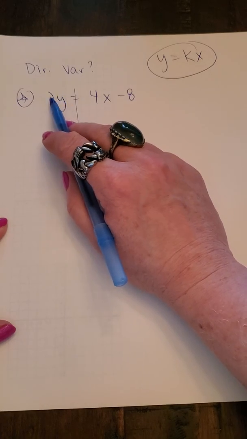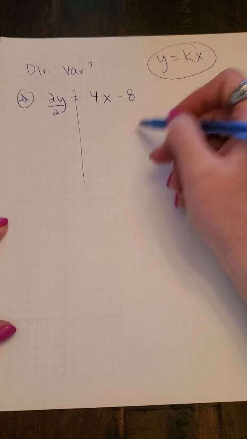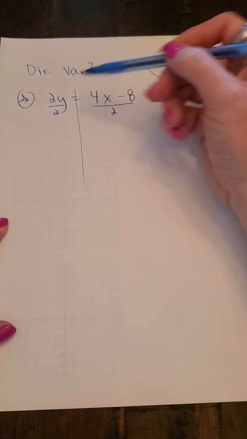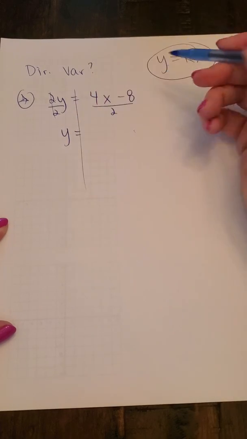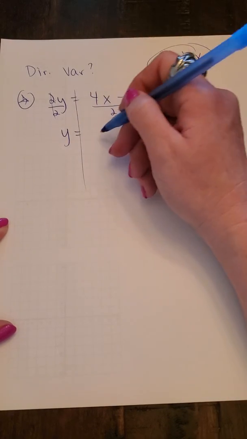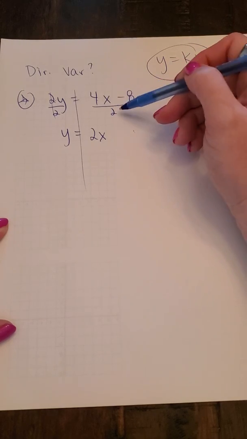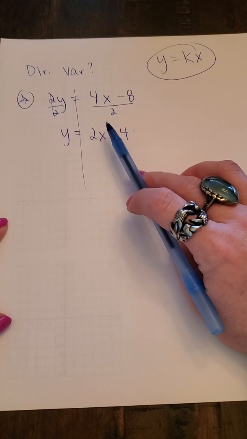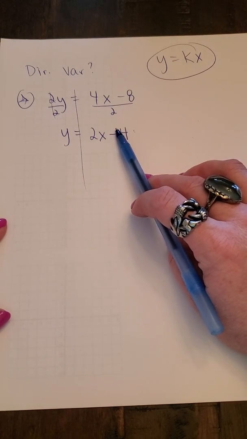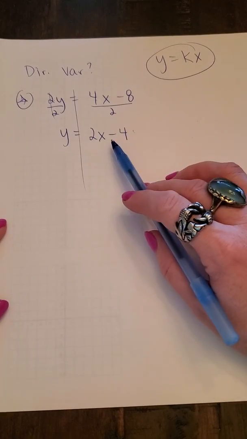So what's the opposite of times 2? Divide by 2. And whatever you do to one side, do to the other side. 2 divided by 2 is 1. Y equals 4 divided by 2 is 2. And you still have the x there. And -8 divided by 2 is -4. And if you're confused on how to solve for y, that's another video on solving multi-step equations or one-step equations. You can look up that, solving for y.